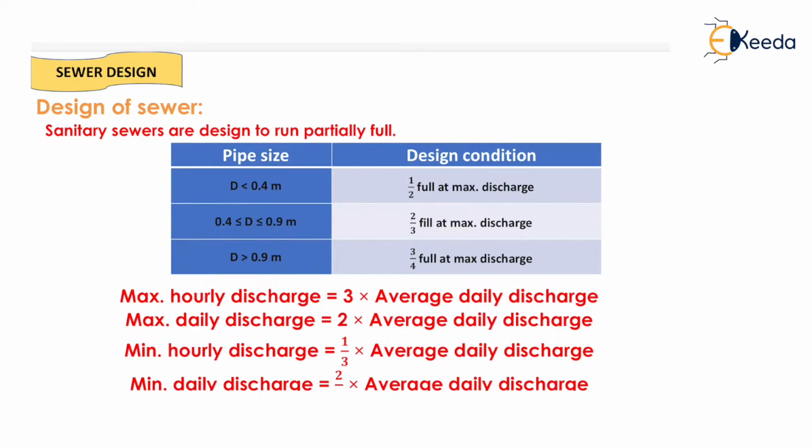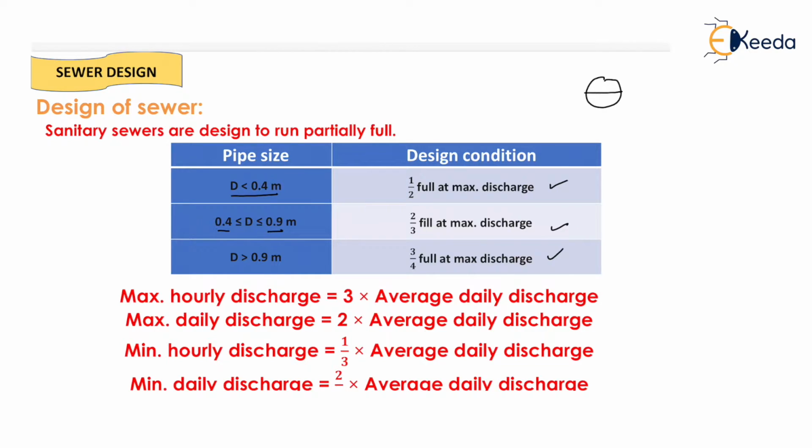Now, if the pipe size is less than 0.4 meter, we need to supply in the sewer at least half of the depth of flow water. So the design condition is half full at maximum discharge. If diameter is in between 0.4 to 0.8, then the design condition will be 2/3 full at maximum discharge, and if the diameter is greater than 0.9, then it will be equal to 3/4 full at maximum discharge. That will be the design condition which we need to maintain according to the size of pipe.